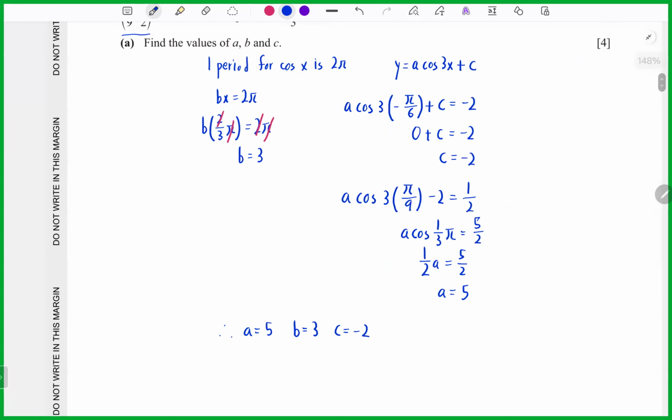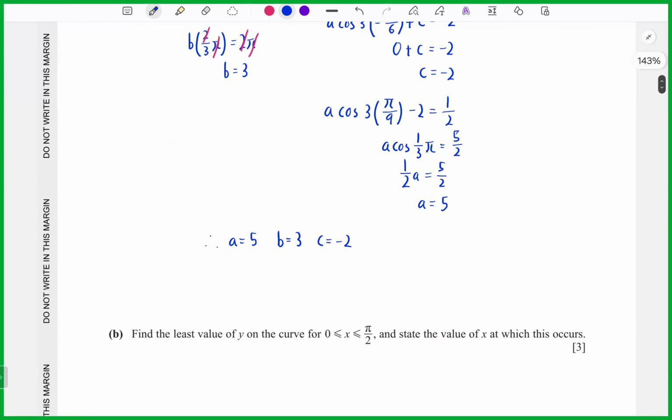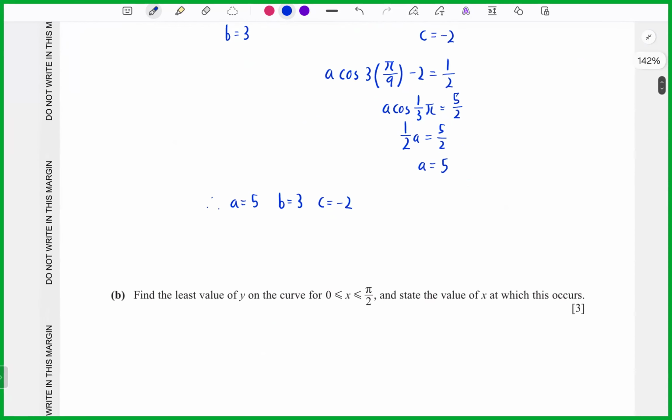Let's see the next question. Find the least value of y on the curve for x between 0 and pi over 2, and state the value of x at which this occurs. You see this keyword, least value, right? What does it mean? Minimum value.